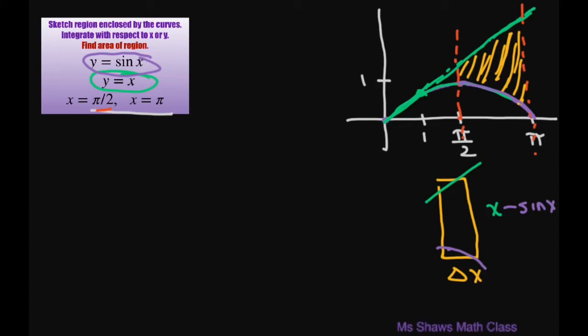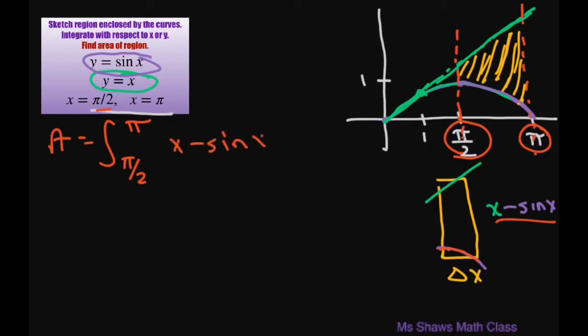All right. Now let's go ahead and set up our integration. So our area equals the integral, and we're going from pi divided by 2 to pi. And then we're doing our upper minus our lower bounds here. So that's going to be x minus sine of x dx. Real quick, I'll fix this.